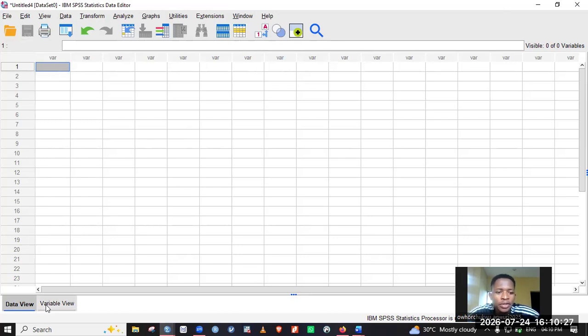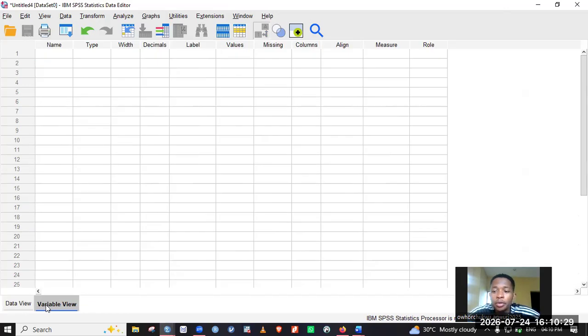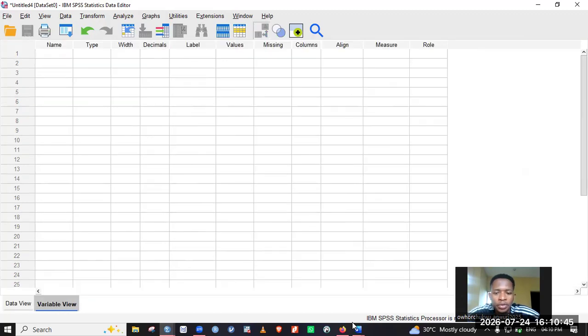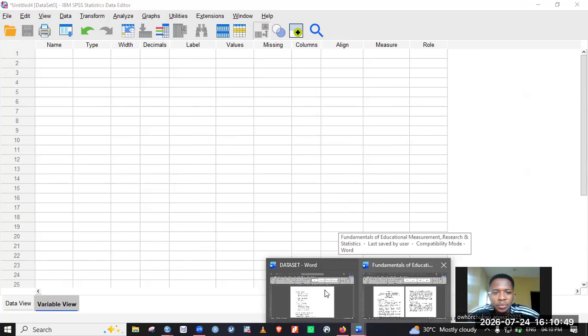You should get to this view, which is variable view. And I did say that variable view is the view where we do our dirty work. This is where we do our dirty work. All right. This is where we put in our data. Okay. So just a follow-up on the data we used last time.